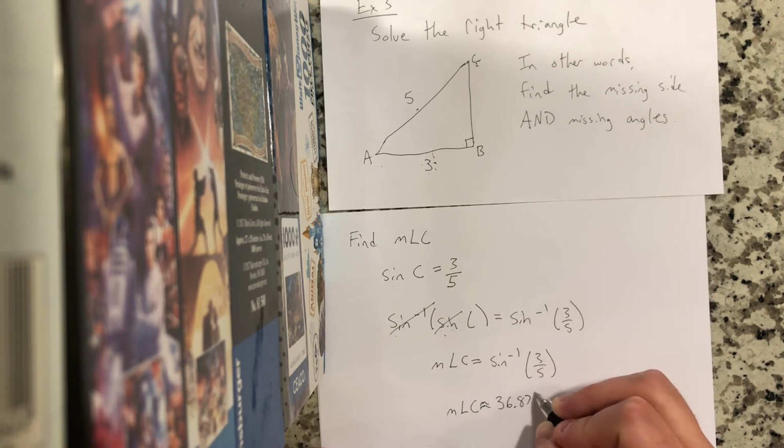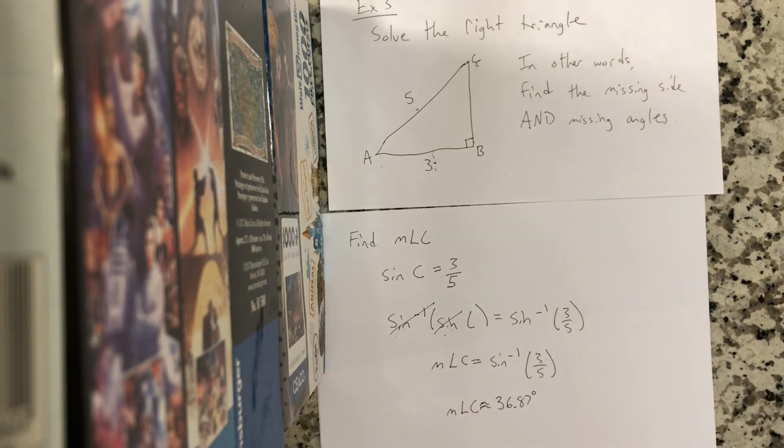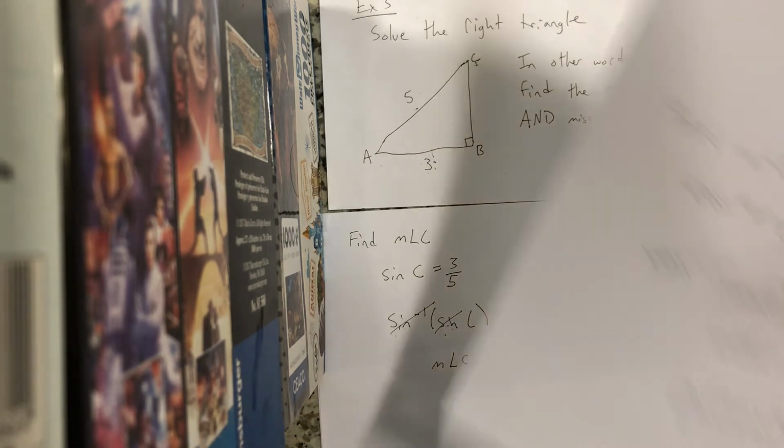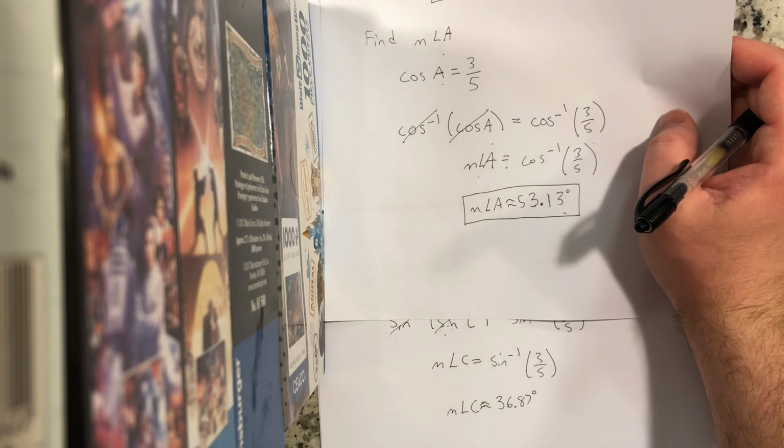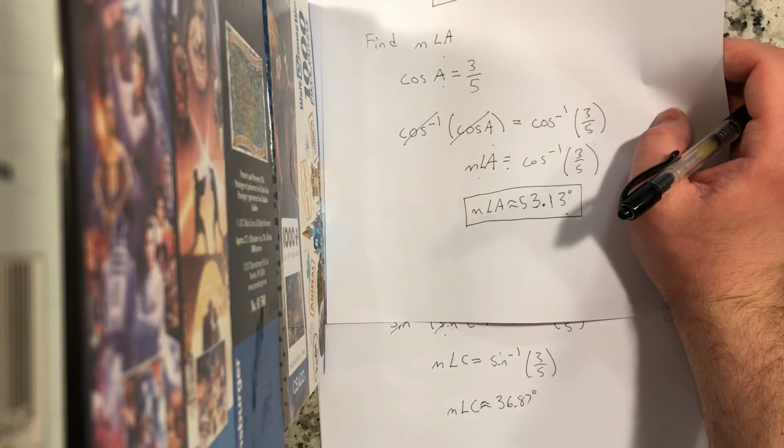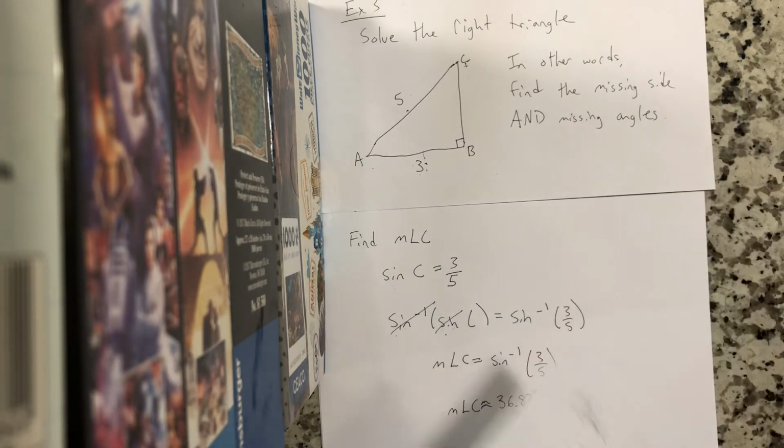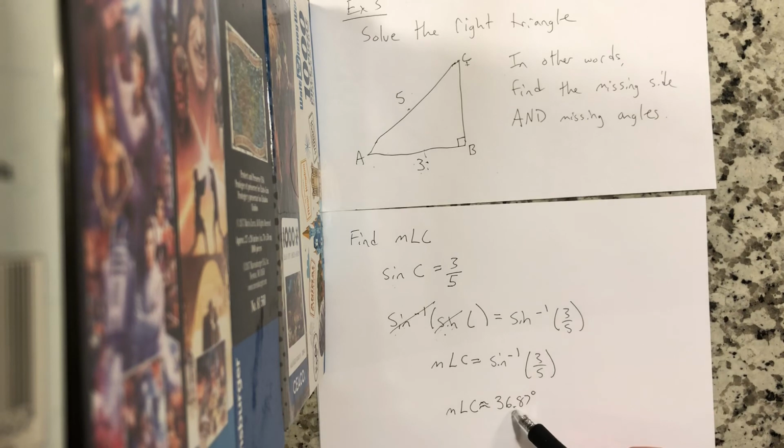36.87 degrees. And if you add this to your 53.13 that we got in the last one, you will get 90 degrees. Added to your other 90, which we already had, that'll give you the whole 180. But this could be off a little bit. It could be off a couple decimal places, depending on how nasty the decimals get. So just keep that in mind.